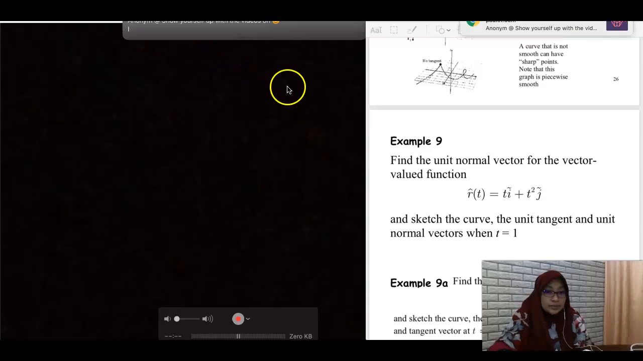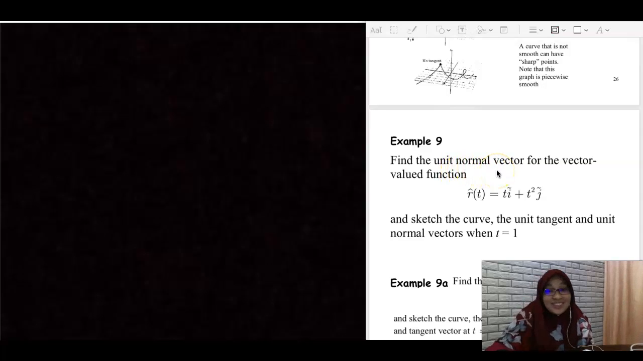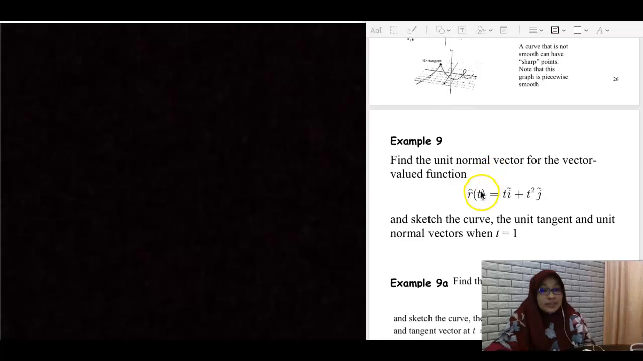Okay, so next we look at the example. We have example 9 here. Find the unit normal vector, capital N, for the vector value function provided.